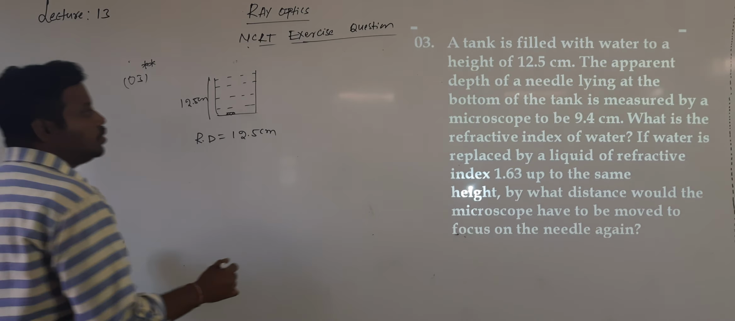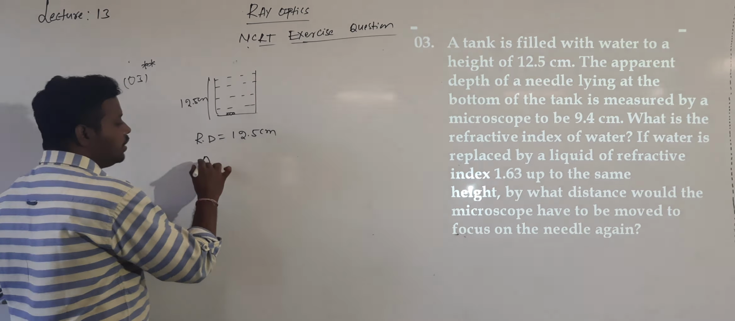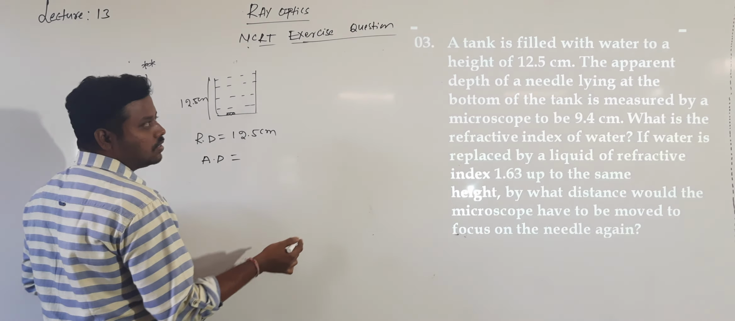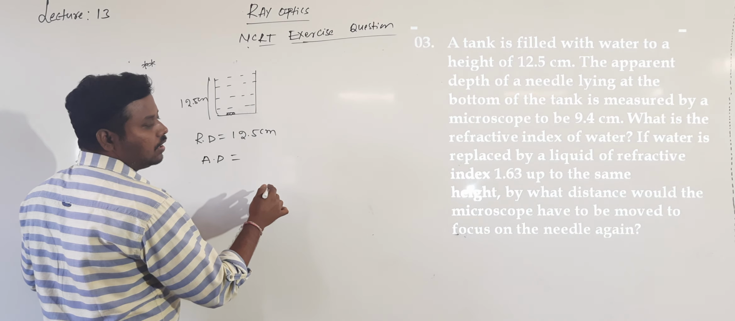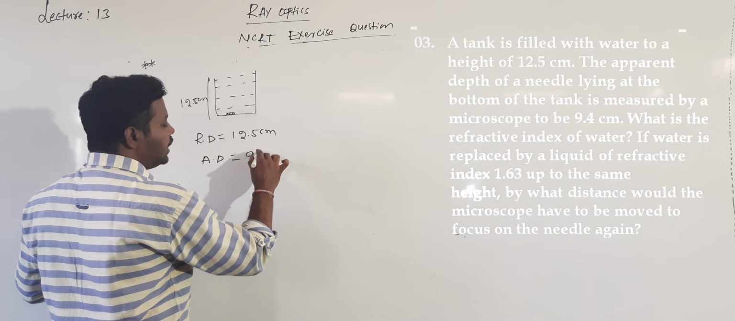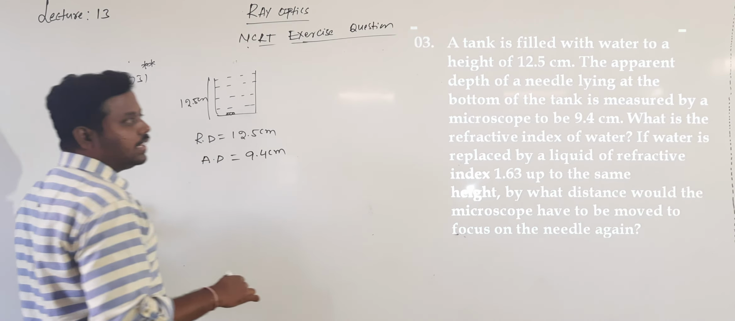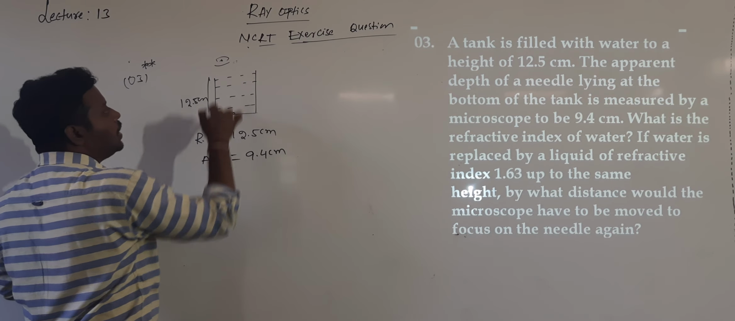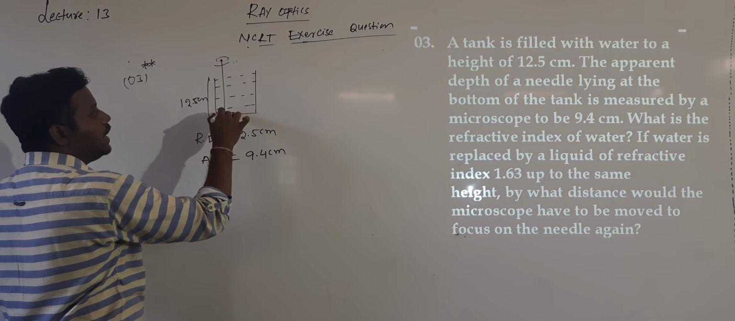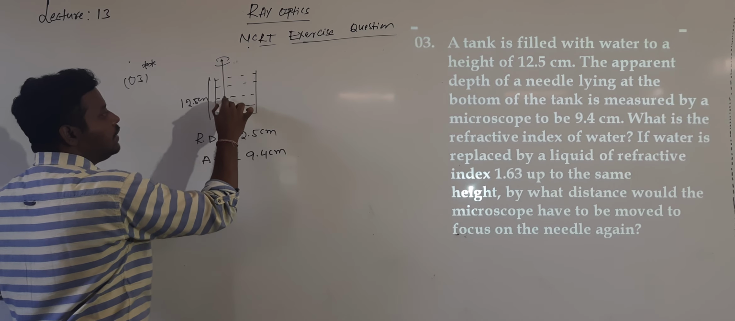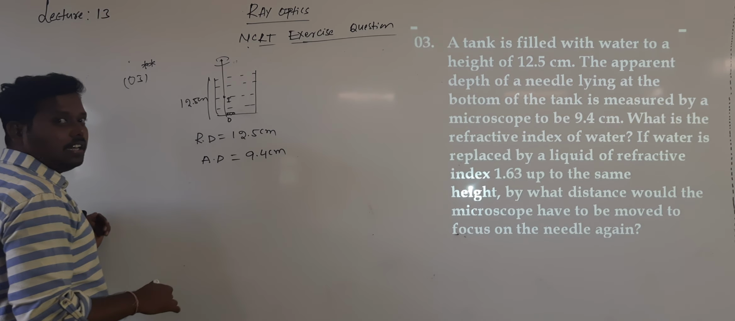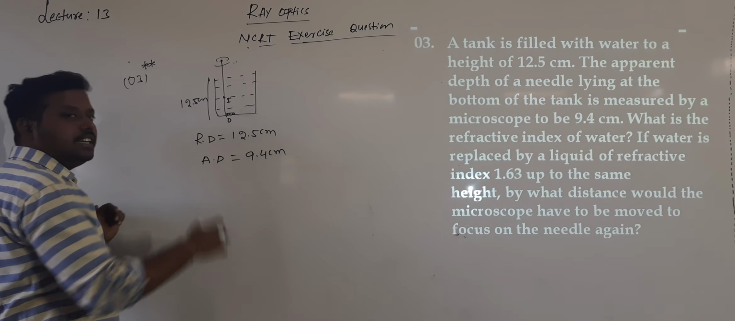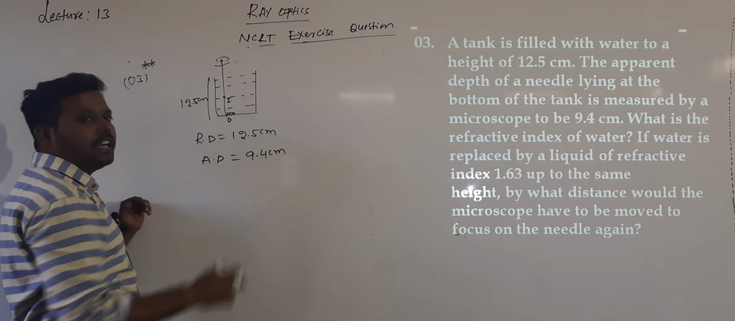Now, the apparent depth of the needle is given. What is the apparent depth value? So the apparent depth value is 9.4 centimeters. Now what are they asking us to calculate? If anyone watches from outside, normally the needle will appear nearer. It is there, but it will appear here. So that is called normal shift. The object is in a denser medium, viewed normally from the rarer medium.